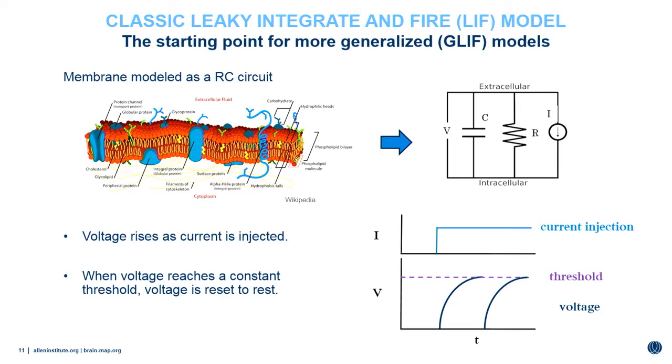So if you inject current here, what you see is the voltage of the membrane increases until it hits a threshold. Now this threshold would correspond to the same sort of threshold that you would have in a biological neuron. And at that point, a spike happens, and the voltage is reset to rest. And then again, the voltage can go ahead and charge until it spikes again.